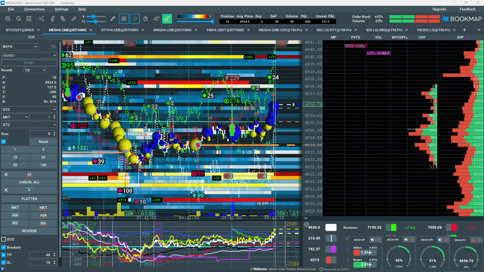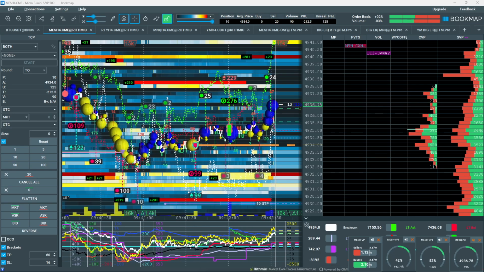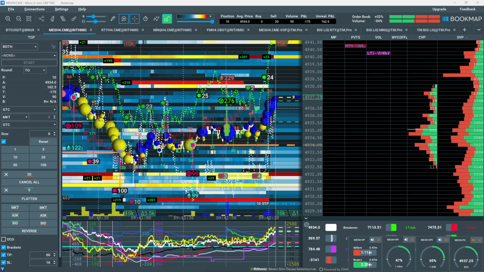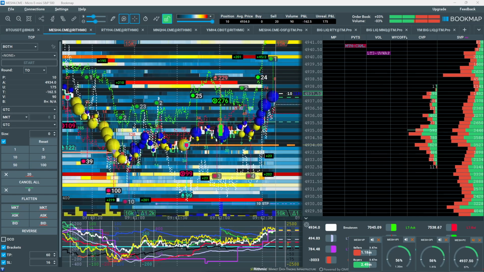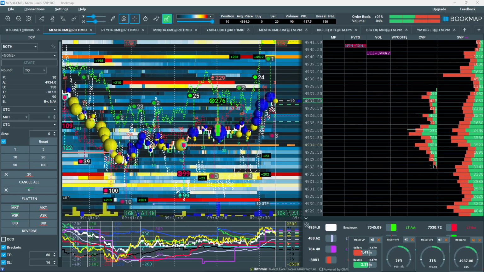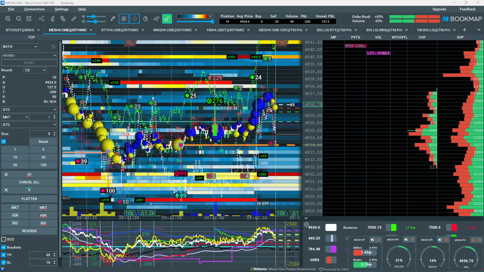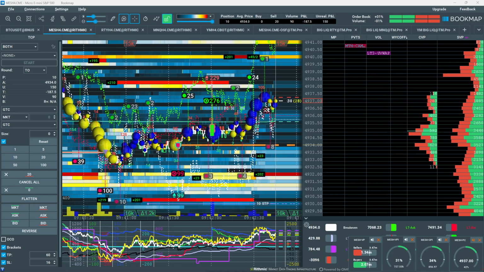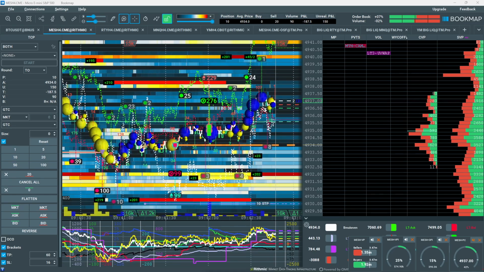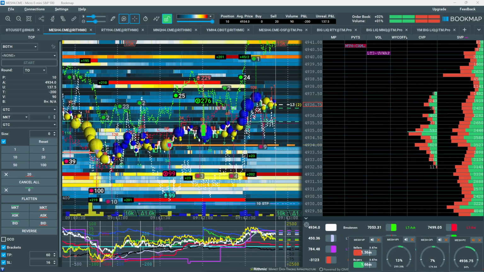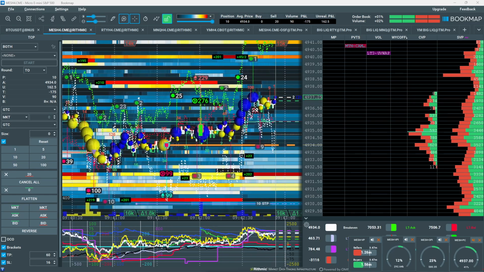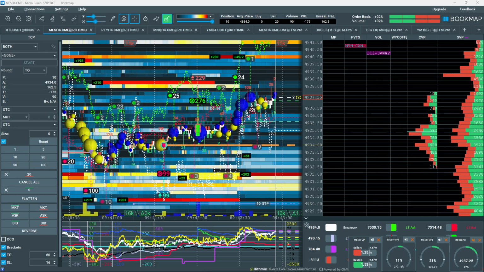NQ stop run. Order filled to my position right there. Absorption buyers NQ. Sweep NQ, NQ stop run. Absorption buyers NQ.